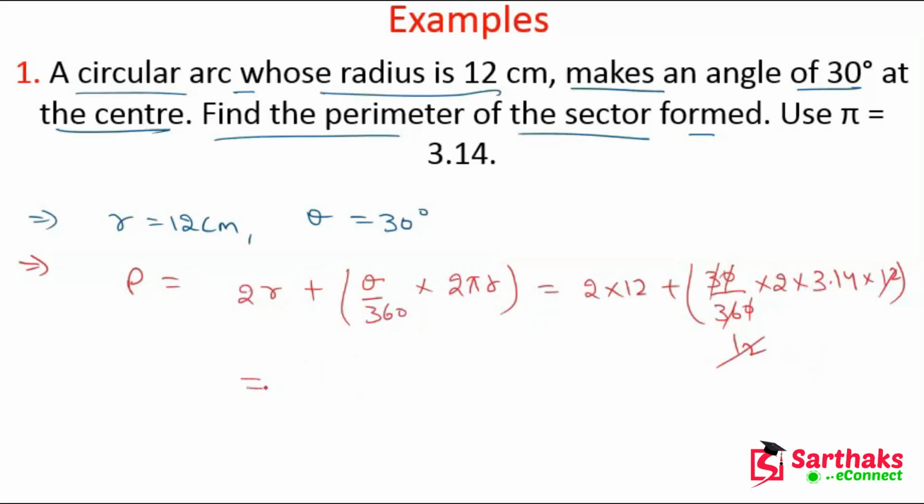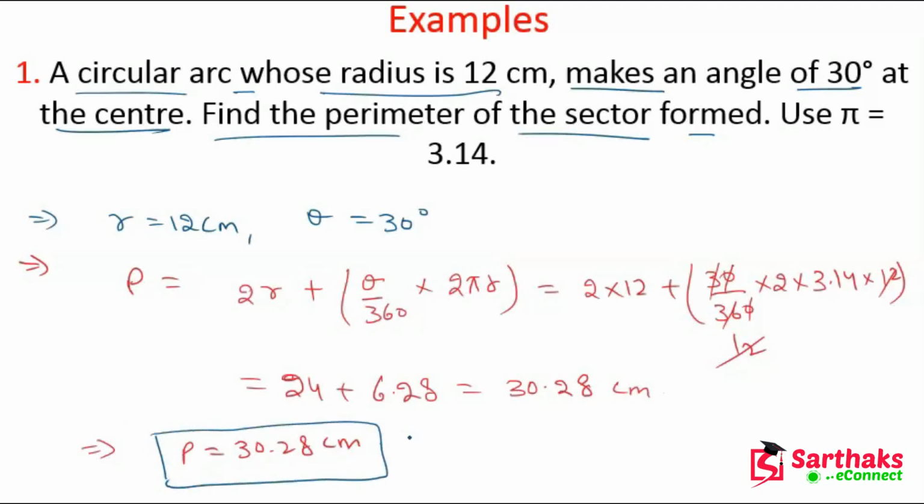So we get 2 into 12, 24 plus 2 into 3.14, this is 6.28. Now if we solve this, we get 30.28 centimeter. So we have perimeter 30.28 centimeter. So this is our answer. Okay, my dear friends, I hope you get these things. So now let's move on.